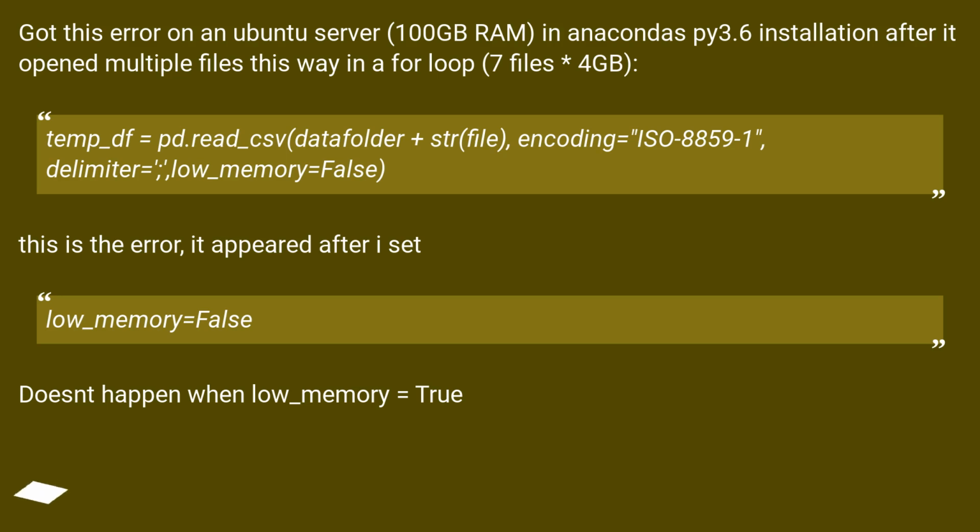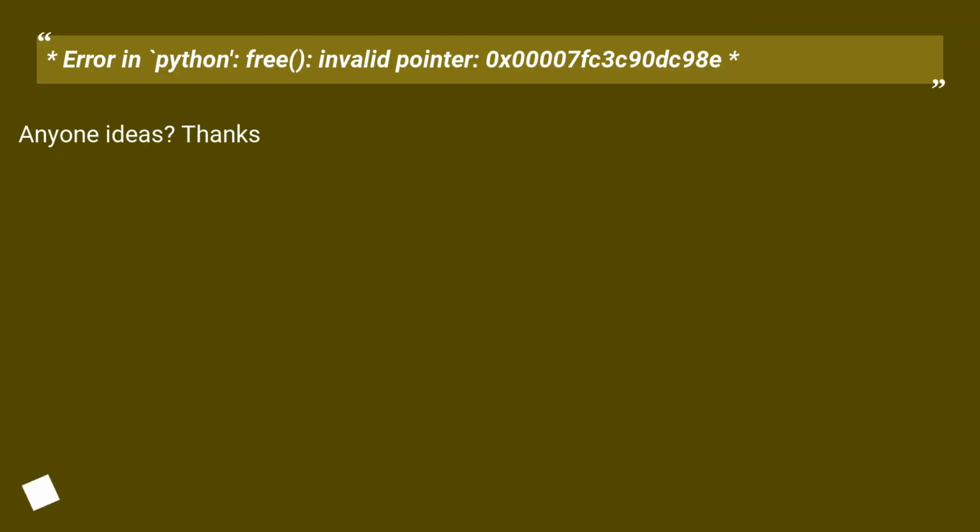This is the error, it appeared after I set low_memory=False. It doesn't happen when low_memory=True. Error in Python. Free, invalid pointer, 0x00007fc3c90dc98e. Anyone have ideas? Thanks.